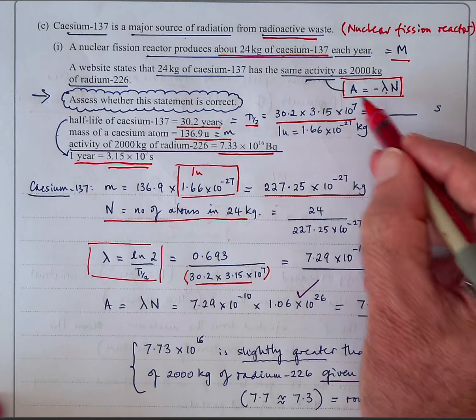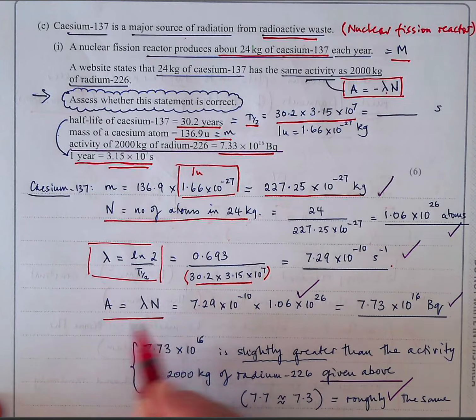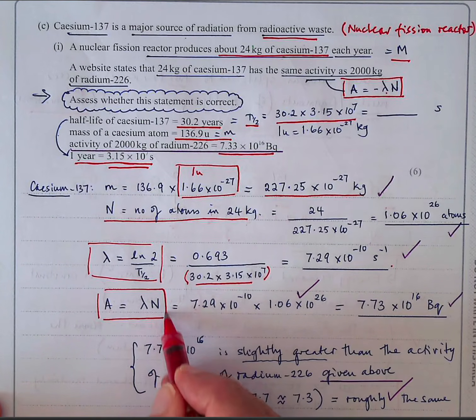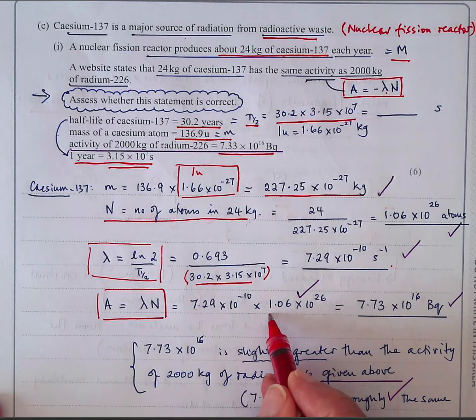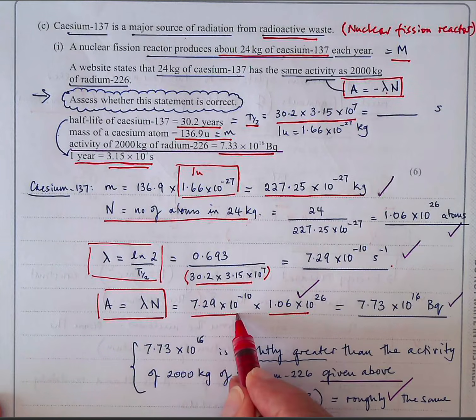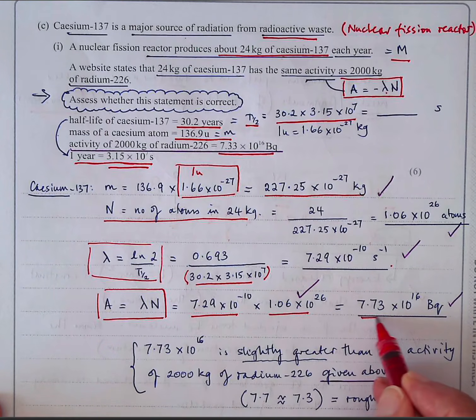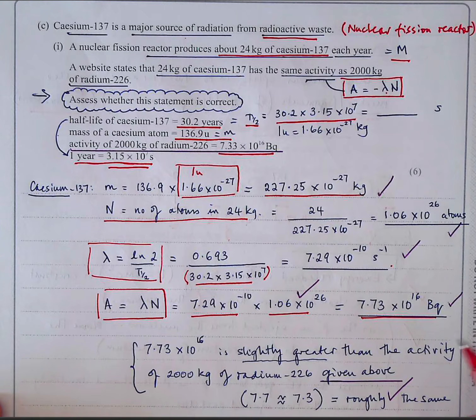Once we've got a decay constant, we can use mathematically A equals lambda N. As I said, you don't have to have the minus sign in there to work out the activity at that time. So once you know you've got this many atoms, and you know the probability of decay, that's going to be the activity of the source in becquerels.